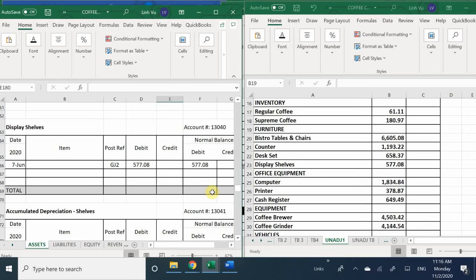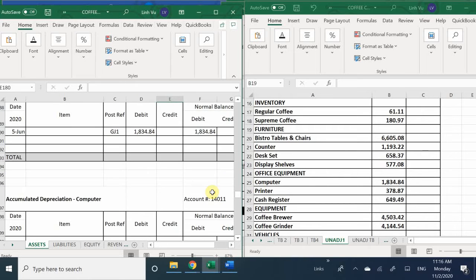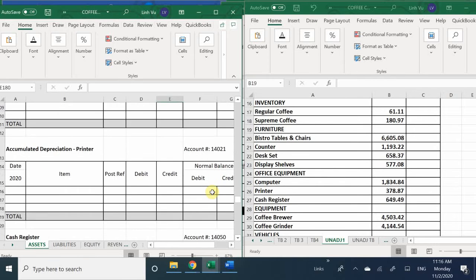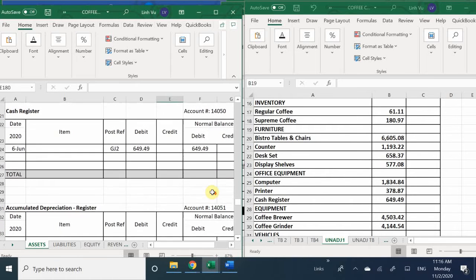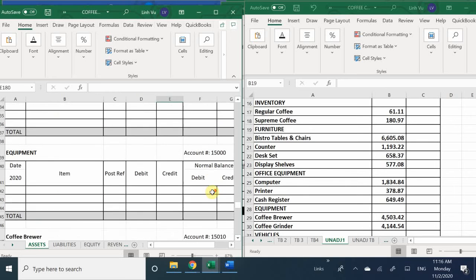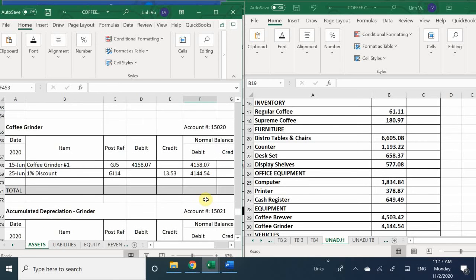Okay. And then what about my office equipment? What about my computer? That's all changed. The printer's changed. The cash register has not changed. Stayed all the same. And then my equipment, same thing. They've all been the same. We updated it to 450347. Yes, we did. 42. Good. And our coffee brewer is still 414454.